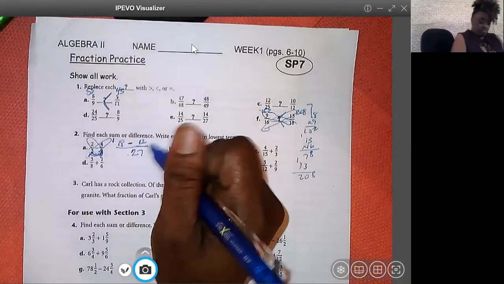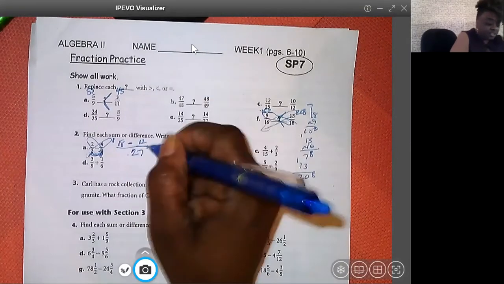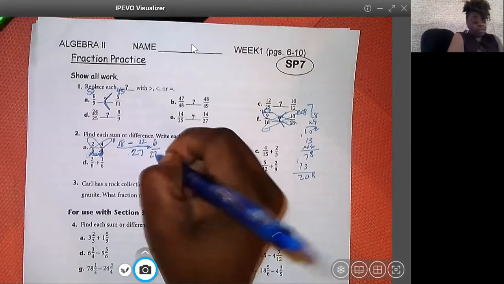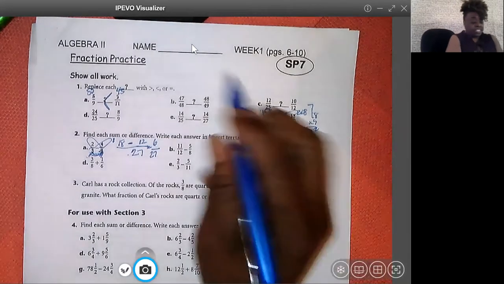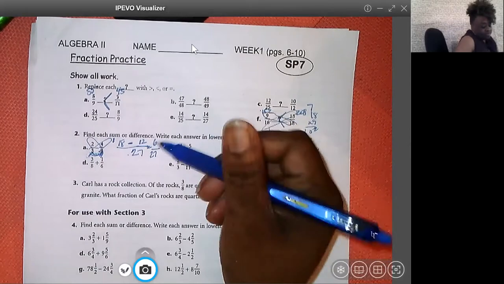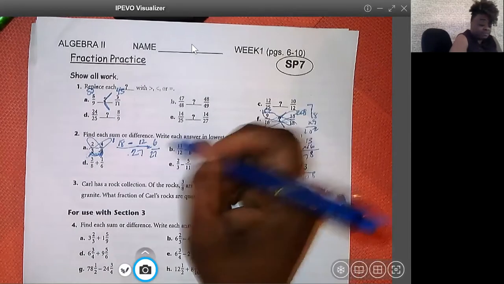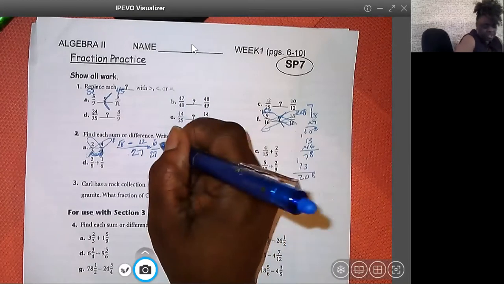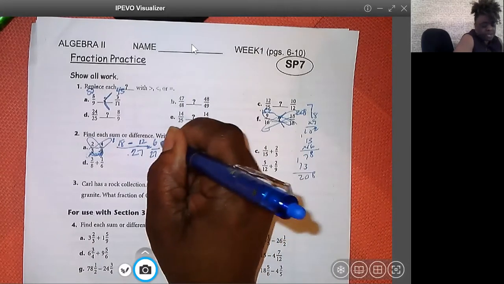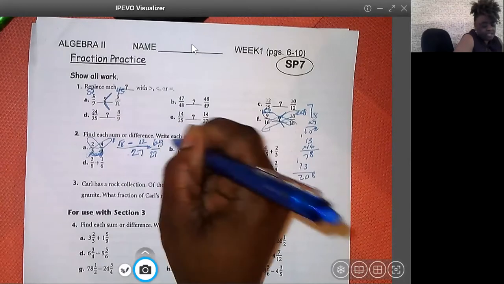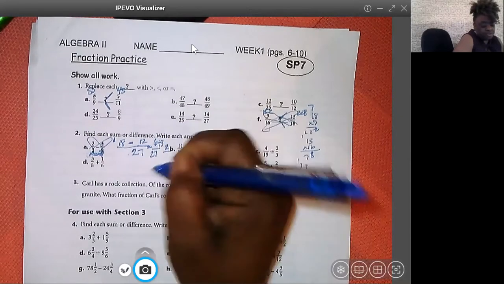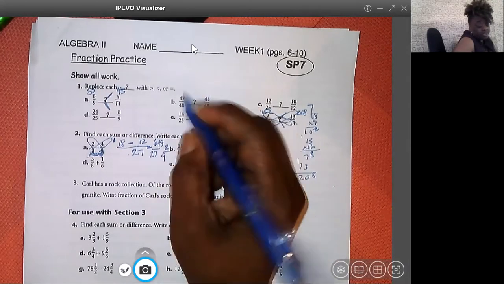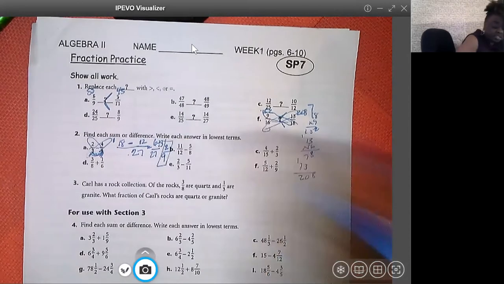You go ahead and do your subtraction. 18 minus 12 gives you 6. Then you bring your 27 over. Now we look to see if that's in lowest terms. We look at what's the greatest common factor of each one, and it appears to be 3 they have in common. So you divide 6 by 3 and you get 2, and then you divide 27 by 3 and you get 9. So your answer is 2/9.